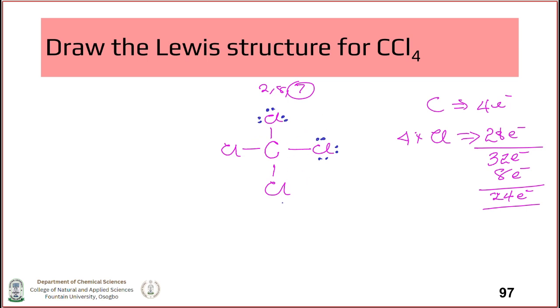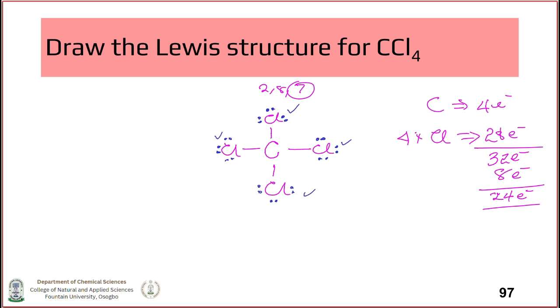So we have used 12 now: 1, 2, 3, 4, 5, 6. We've used 18: 1, 2, 3, 4, 5, 6. 6 times 4, 24. It means we've used all the 24 electrons to satisfy the octet for the chlorine atoms. So chlorine, they have an octet already. So this is fine. This is fine. This is fine. This is fine.